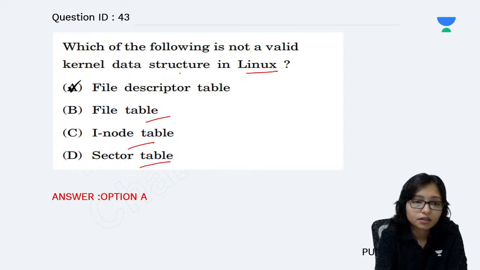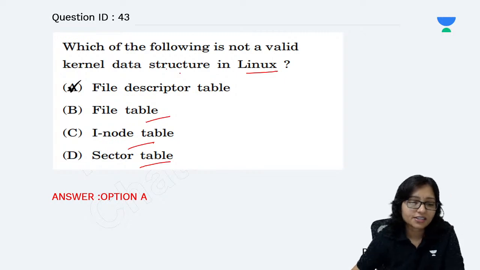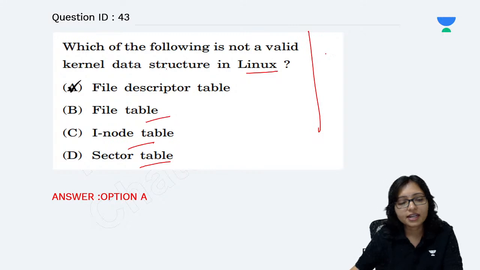Yes. Now again, which of the following is not valid for the kernel data structure? Now we will discuss the kernel data structure. What is there in the kernel data structure? Let's do that. What are we using for the kernel data structure?